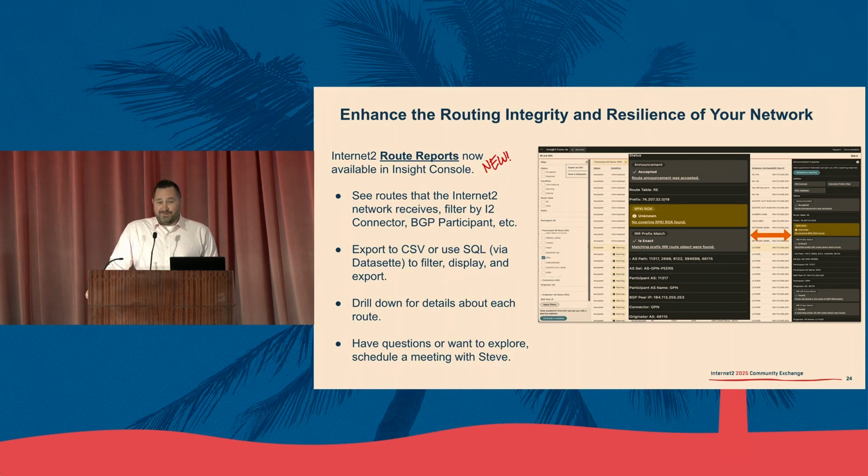Now, I'm going to challenge you to go to Insight Console and take a look at the route reports. Verify the work that you've done with MANRS. Go in here, take a look at your prefixes. You don't even need to sign into the console. You can reach the route reports without signing in. This is our view of what we see. Is there an RPKI signature for your prefix? If not, there's a way to troubleshoot that and drill down and see what we're seeing.